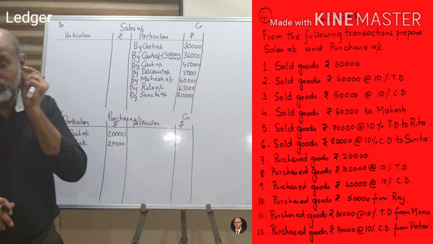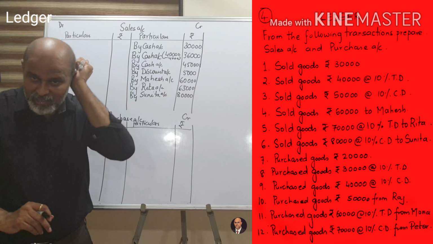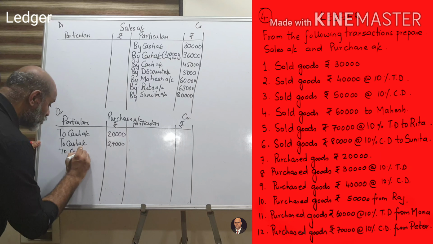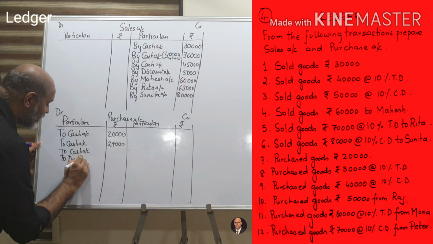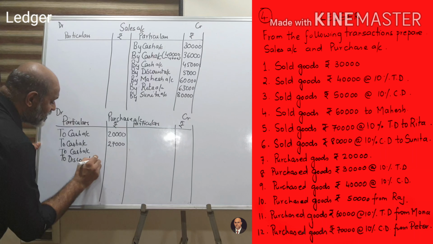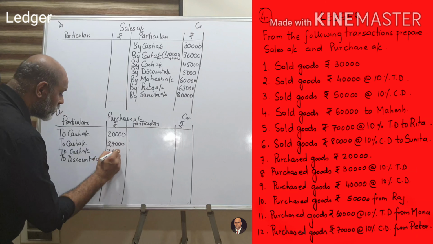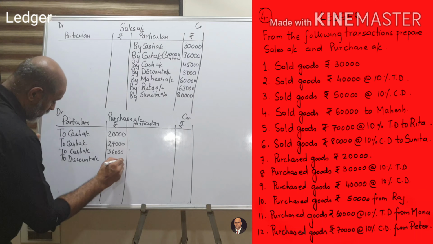After that, purchase goods rupees 40,000 at 10% cash discount. So it is to cash and it is to discount. I'll have to write both of these, to cash and to discount, because cash discount, if applicable, is entered in the books of accounts. So this is 36,000 and this is 4,000.